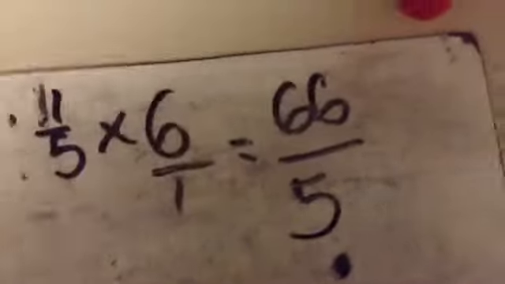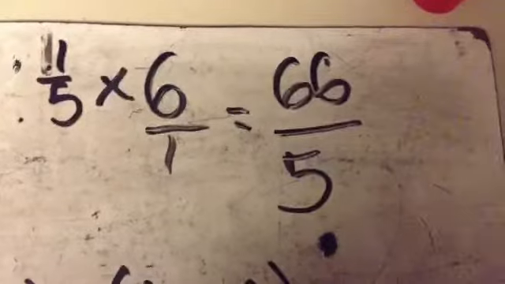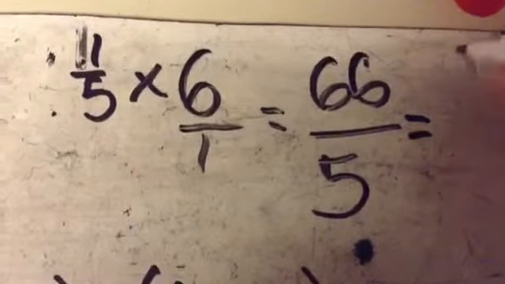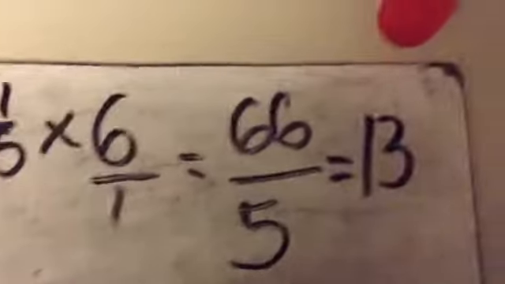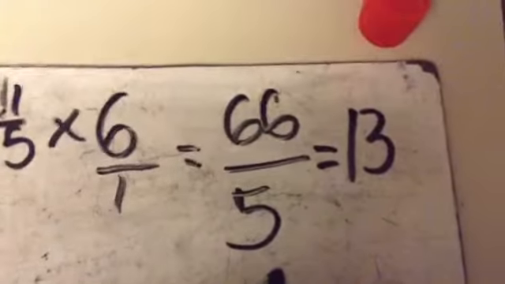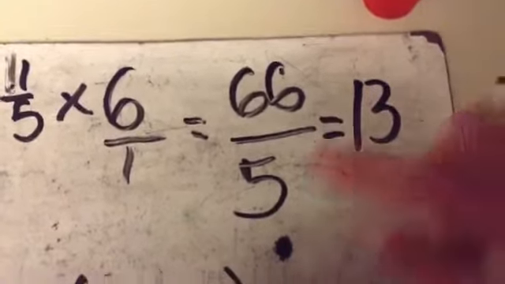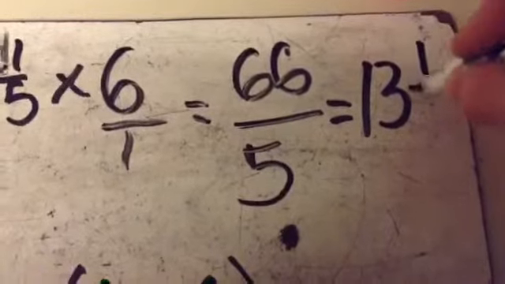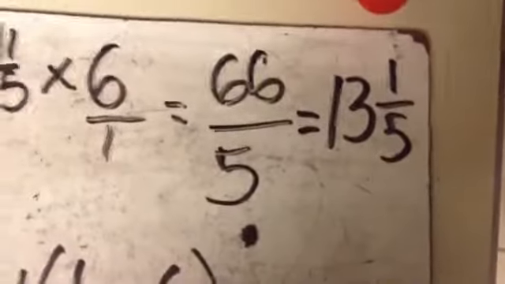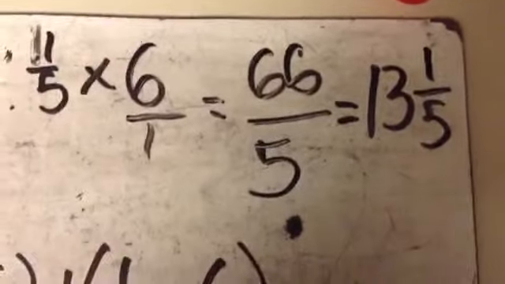Alright, and when I'm ready to solve this, I just go to simple division. 66 divided by 5. 5 goes into 66 13 times. 13 times 5 is 65. So that would give me 66 minus 65, a remainder of 1 out of 5. If I want to turn an improper fraction to a mixed number, I just divide. The remainder becomes my numerator. My denominator stays the same.